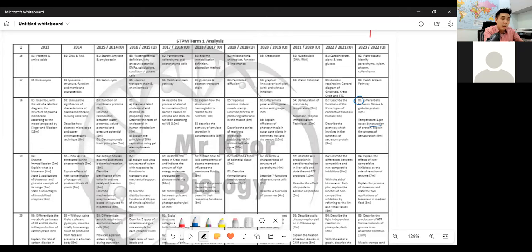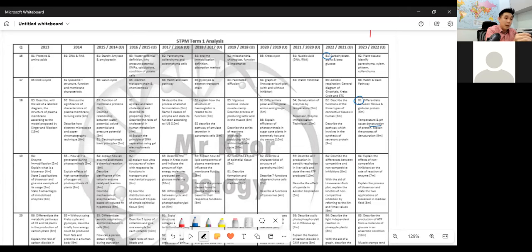As for 2022, they ask carbohydrate, alpha glucose, beta glucose. I always tell students they can ask you how to draw. In my class, I drill my students on how to draw alpha glucose, beta glucose, ribose, deoxyribose, fructose, just in case. And if you know how to draw alpha glucose, you know how to draw maltose. Just join together to form the alpha 1,4 glycosidic bond.